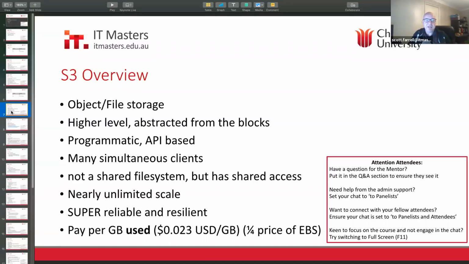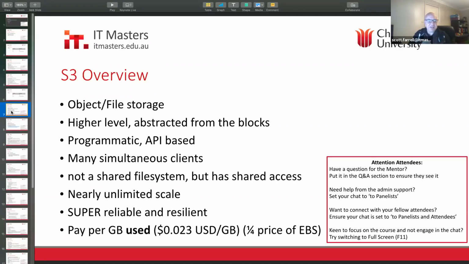You can program against it, and there's an API. We'll have a look at that in a bit more detail in the demo. And you can have many simultaneous clients. You can have hundreds or thousands of people accessing the same file or folder at the same time, and you will have no slowdowns. It's not a shared file system, but it does have shared access. It's nearly unlimited scale, and it's super reliable and super resilient.